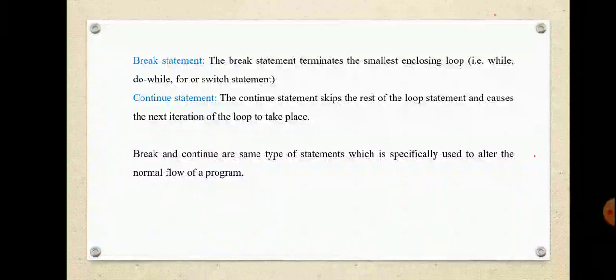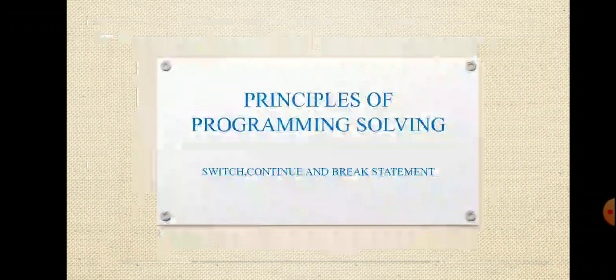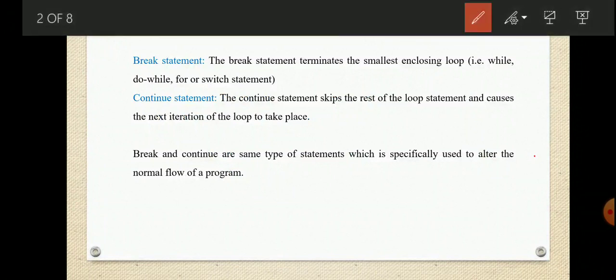The break statement terminates the smallest enclosing loop, such as while, do while, for or switch statement. So it terminates the smallest enclosing loop. We'll understand what is the meaning of smallest enclosing loop. It means whenever we encounter the break statement, the control will go out of the loop. We'll understand it later.